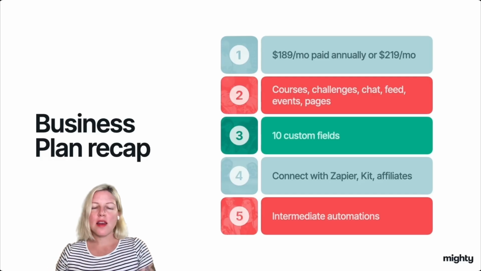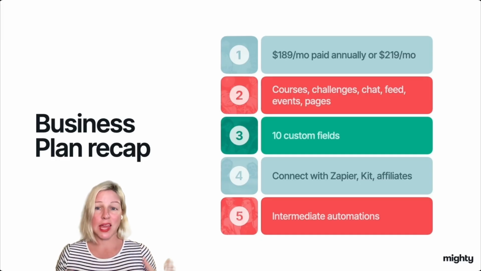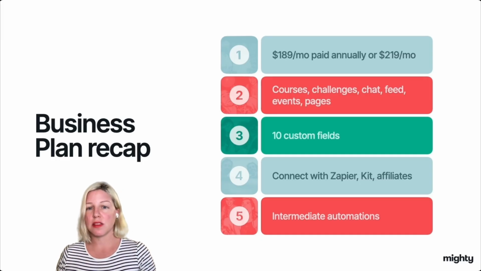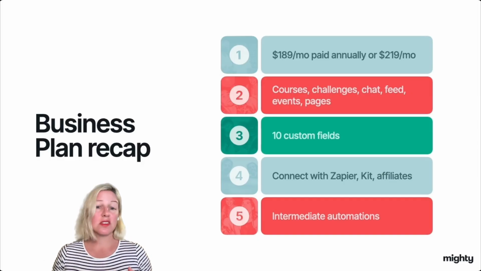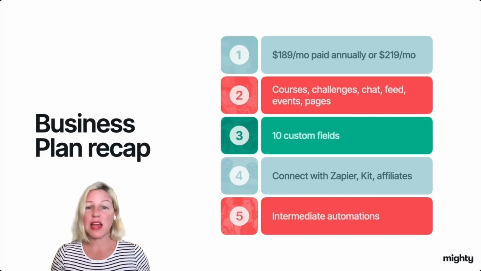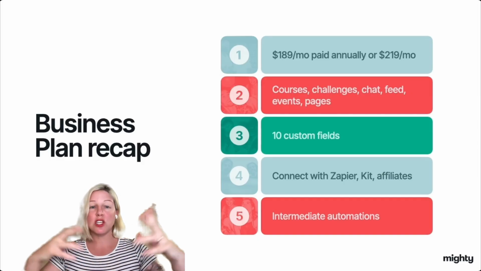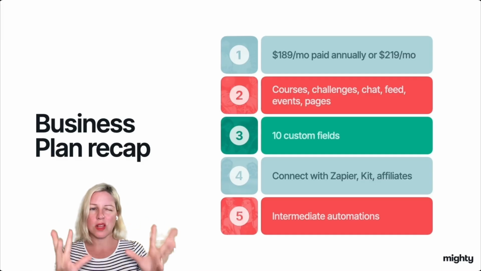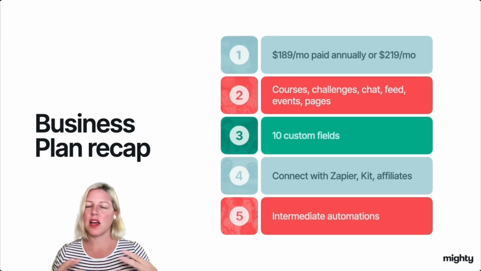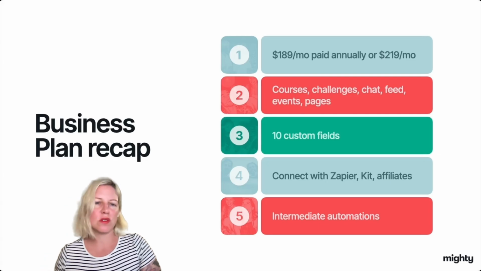Let us recap. On the business plan, it's going to be $189 a month if you pay annually, or $219 a month if you pay month to month. You're going to be able to do courses, challenges, chats, feeds, events, pages. You can even do a single event where you can charge for access to like one really showcase event. So a ton of flexibility in how you use those features.